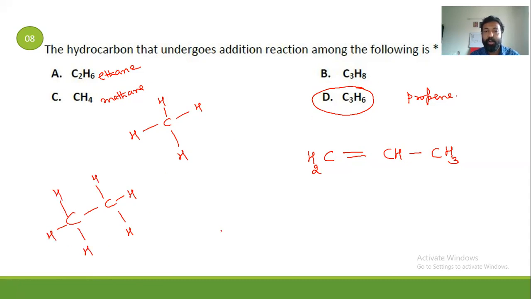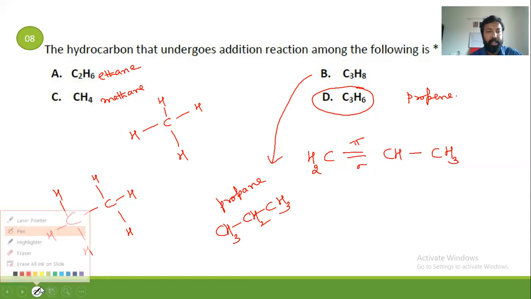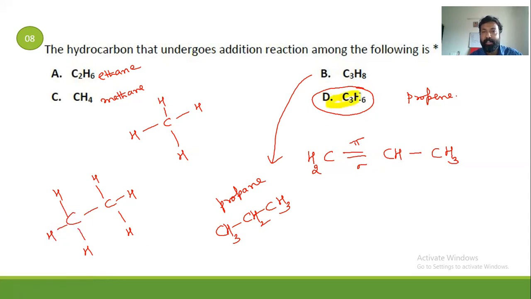And we have 1, 2, 3. This is 3, 6 plus 2, 8, propane. This is going to be the propane, student. And this is propene. There is a double bond. Pi electrons are there. We call it a pi bond, sigma bond. Pi bond makes it more reactive. That's why for question number 8, we should get option D as the right answer. That is C3H6, students. That's called propene.